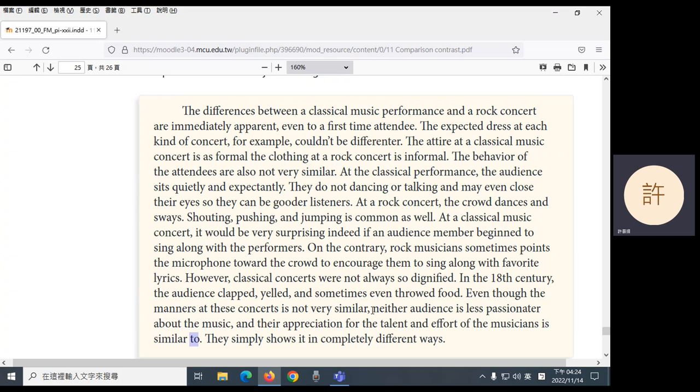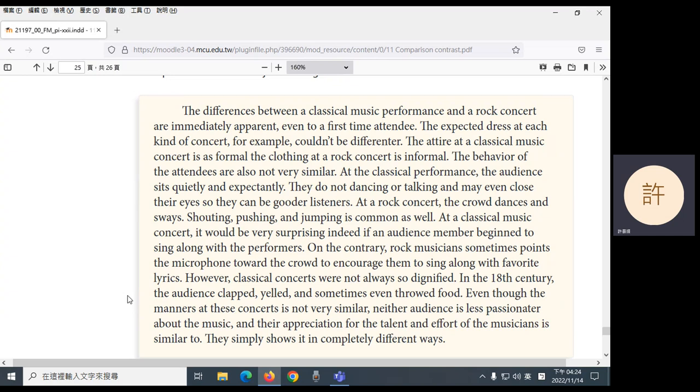Because it says, neither audience is less passionate. So both are passionate, right? Neither is less, 双重否定. So it's both are. Therefore, the second one is also positive. So positive and positive, so this should be too. And in fact, there should be a comma before the too. If you put T-O-O at the end of a sentence, there should be a comma before the word too. Yeah, so I think that's 15, more or less.